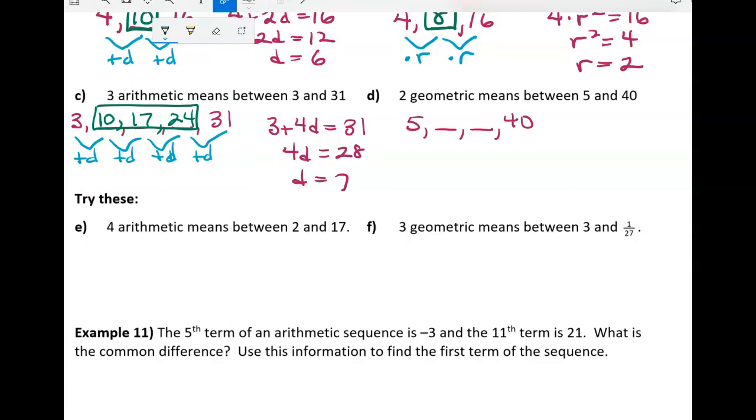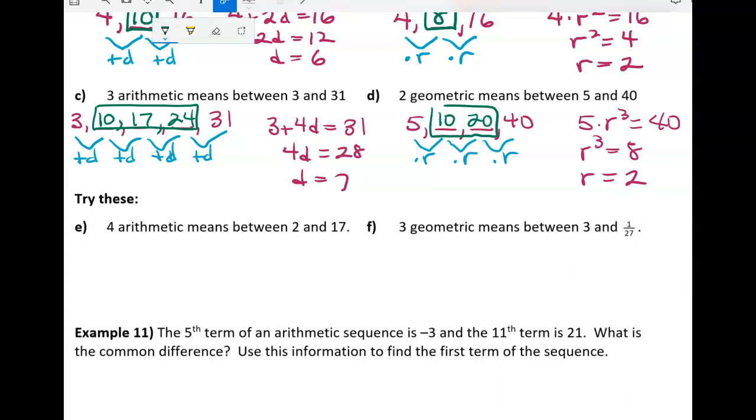To form a geometric sequence, we have to multiply by r. So that suggests an equation. 5 times r cubed is equal to 40. Divide through by 5, and we get r cubed is equal to 8. So r is 2. Our 2 geometric means are 5 times 2 is 10, and 10 times 2 is 20. And then just as a check, 20 times 2 is equal to 40.